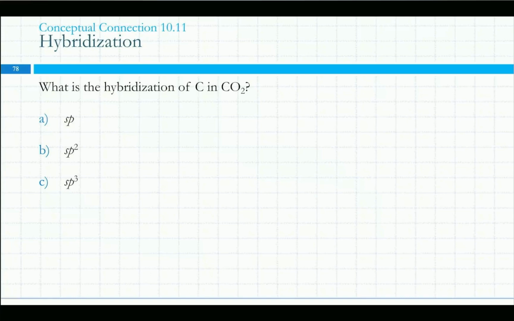All right, so what about hybridization of carbon in CO2? Really, the best way to do this is to draw out a Lewis structure. So how many electron groups does the carbon have?